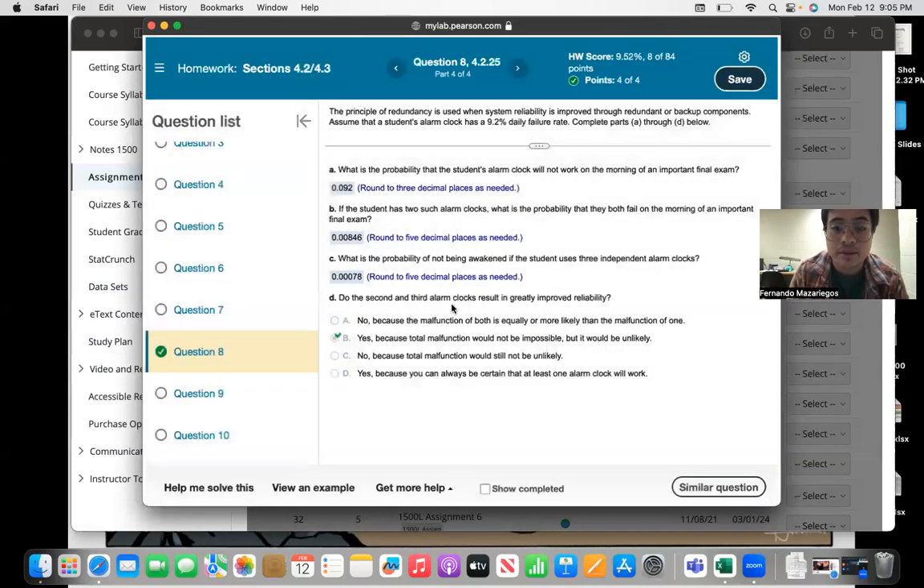And again, that is being represented by how much these probabilities decrease. They decrease by a lot.